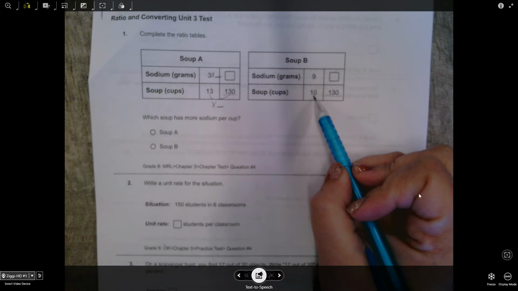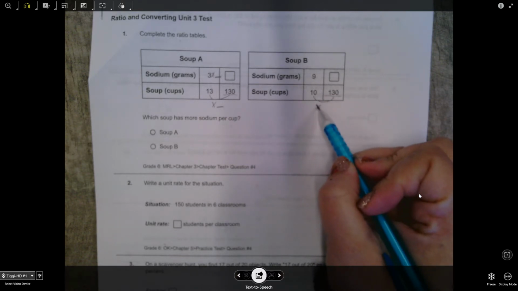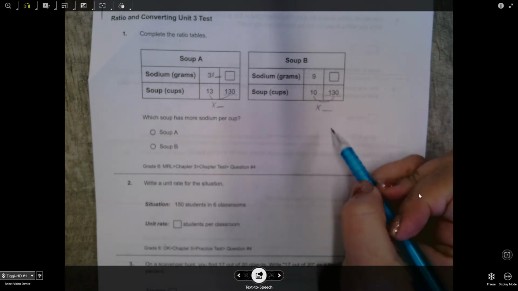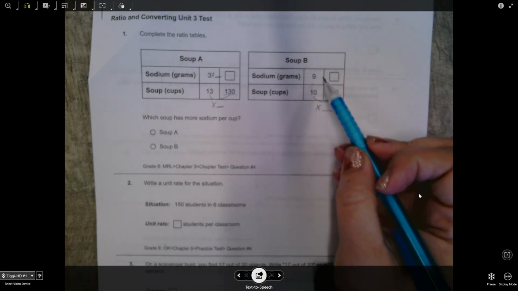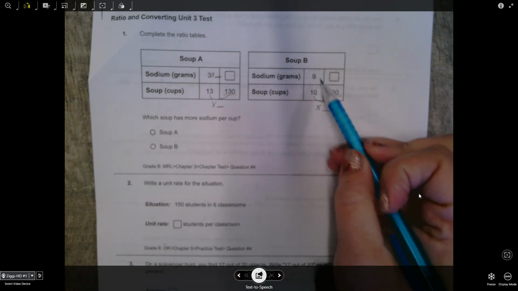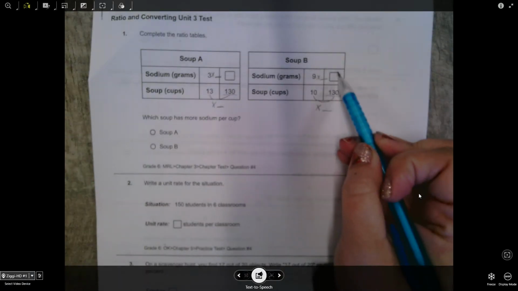Same thing here, 10 to 130 is getting bigger, so you know they multiplied by some number. 10 times what is 130? What you do to the bottom, you have to do to the top. 9 times that same number will give you this box.